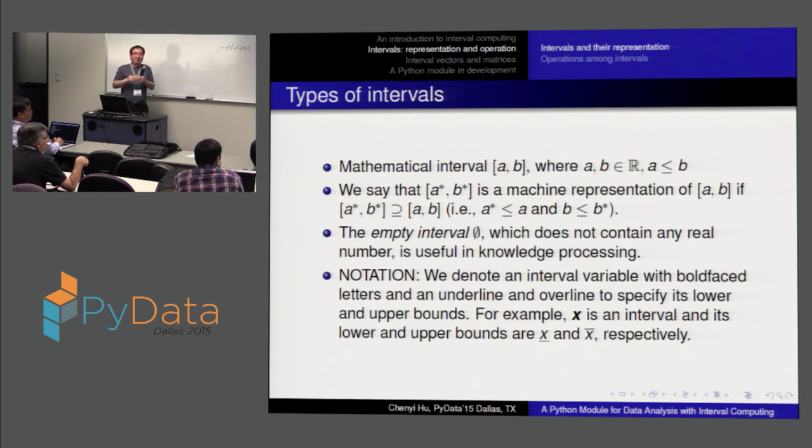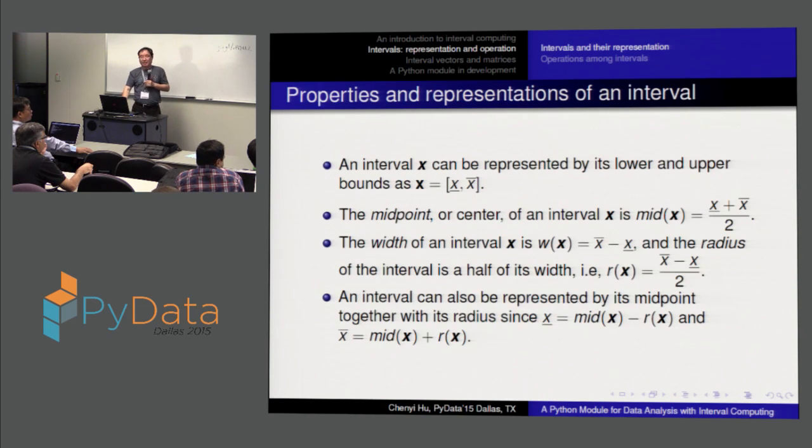If the empty set makes some sense in knowledge, right? Notation-wise, we use the boldface letter for an interval quantity, with a lower underscore and an upper overline as the lower bound and upper bound. So it has a midpoint, a radius, and a width. For the representation, you could use the lower and upper bound, or you could use the midpoint and radius.